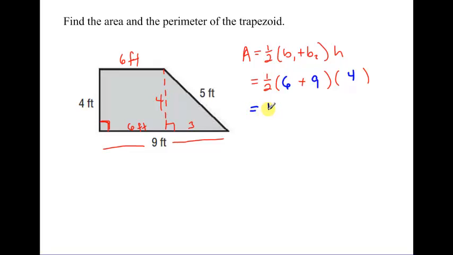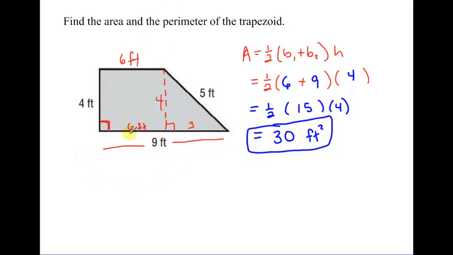Okay, let's crank it out. So we've got 1/2. Combining the bases gives me 15 and times 4. And all that multiplied together is going to give me 30. So I have got 30 square feet of area here.